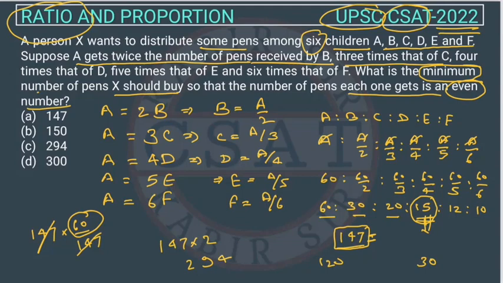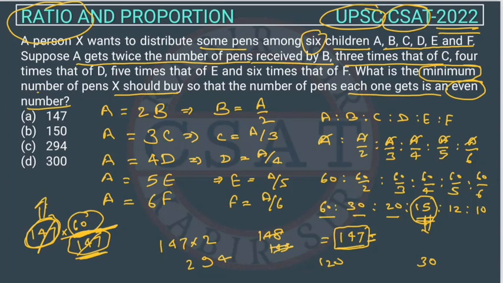Some people may get confused, like why can't it be 148 or 149, right? It can't be like this, because the pens can't be in decimal numbers, right? They will be whole numbers. So we have to find a number which is divisible by 147, because in the denominator we will have 147, right? So the minimum number of pens will be 147.